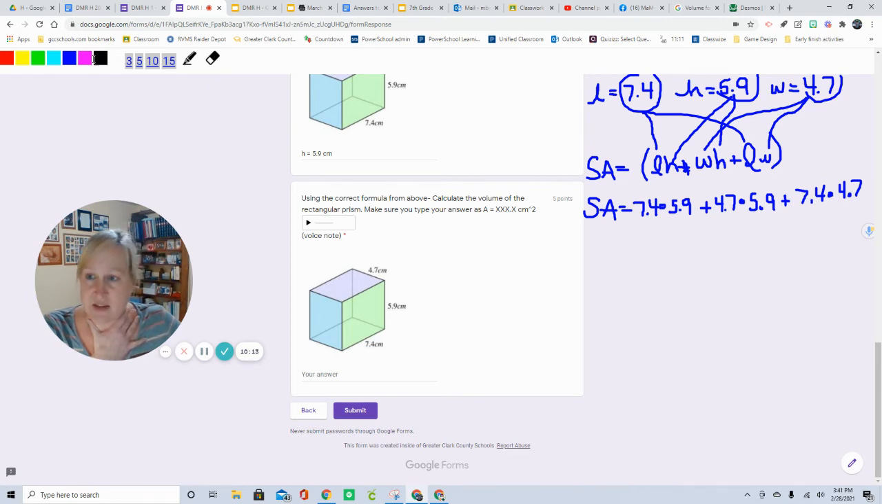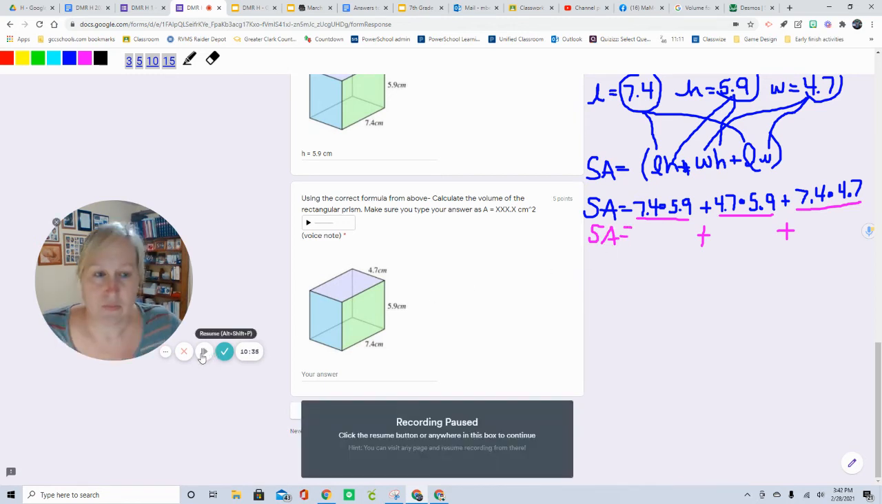The next step is to use your calculator. You're going to multiply these two and write it down here. You're going to multiply these two and write it down here. You're going to multiply these two and write it down here. That has to do with your orders of operations. So I want you to use your calculators on Desmos and do that, and then check your answers here.